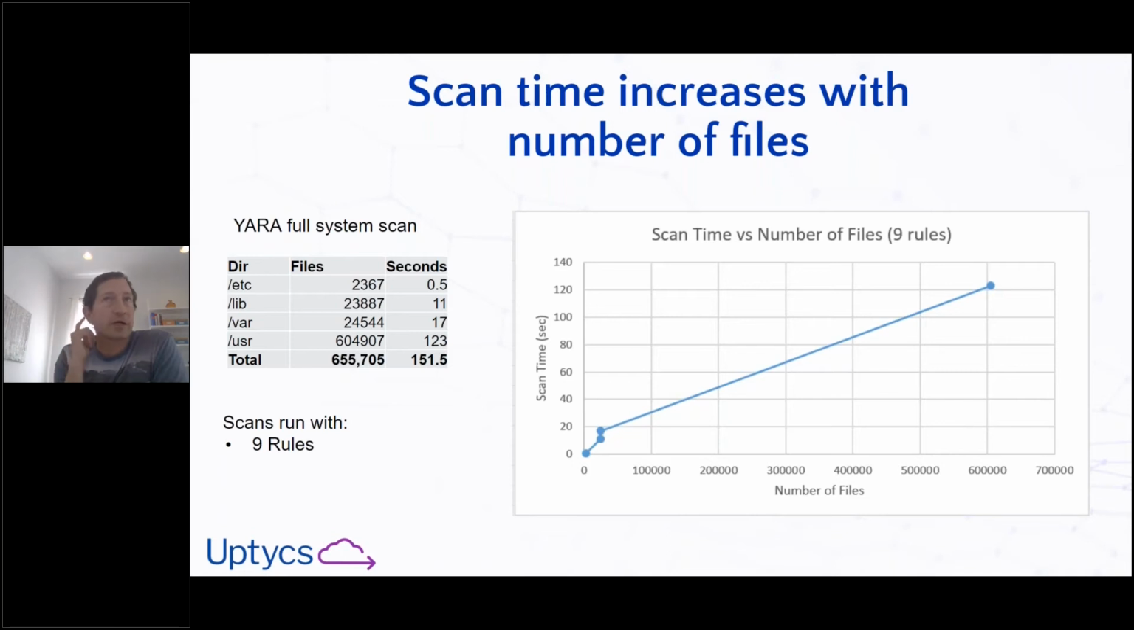So I did some tests. I had a Linux machine, and I scanned the etc, lib, var, and usr directories. And you can see there I had about 2,000, 23,000, 24,000, and 604,000 files respectively in those different locations. And the times to scan those were: half a second, 11, 17, 123, for a total of about 151 seconds to scan all those files on my computer.